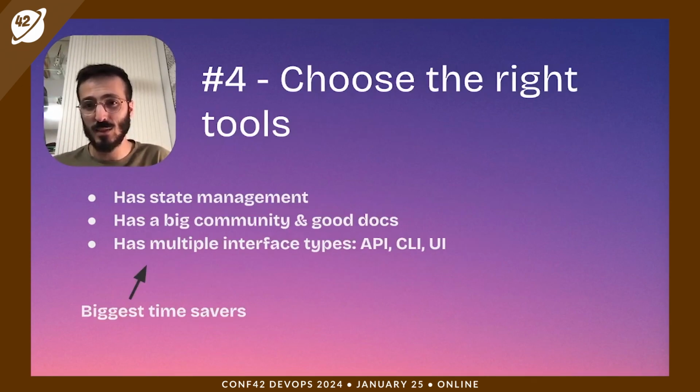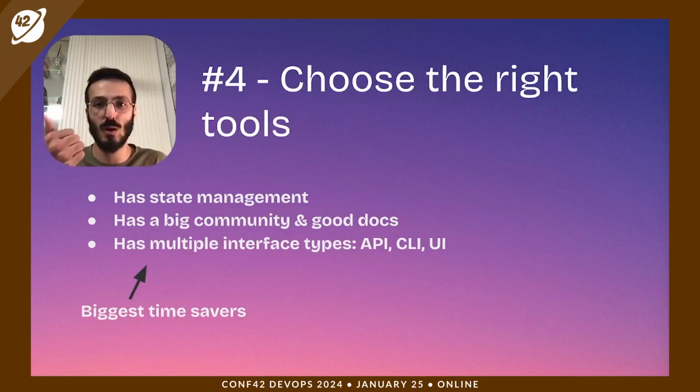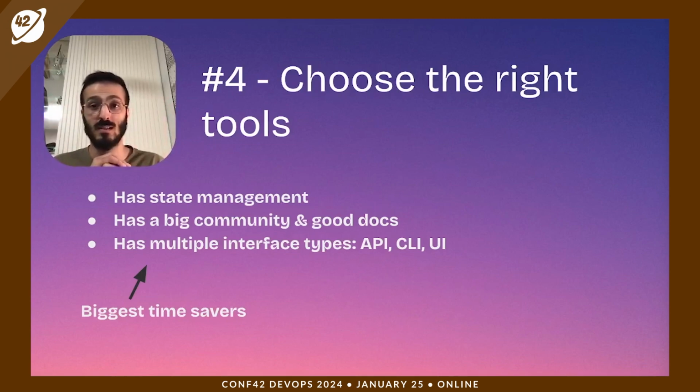The next thing is choose the right tools. When I say choose the right tools, this one is so important. It's about tackling common use cases, using solutions that were already built to tackle those use cases. And I found there to be three things that are the biggest time savers. One is that the tool has native state management built inside, like Terraform does, like Kubernetes does, like Pulumi does. So just to name a few examples of tools with state management. And why is it such a time saver?